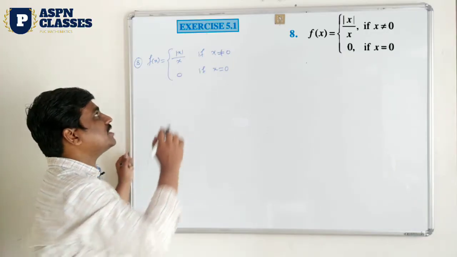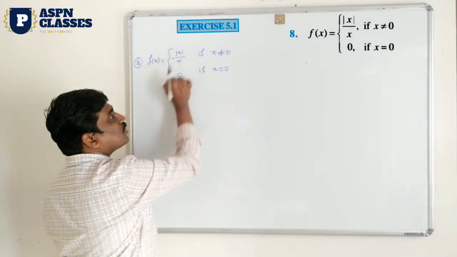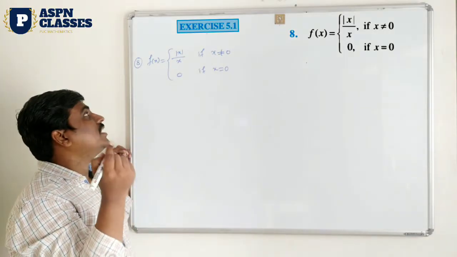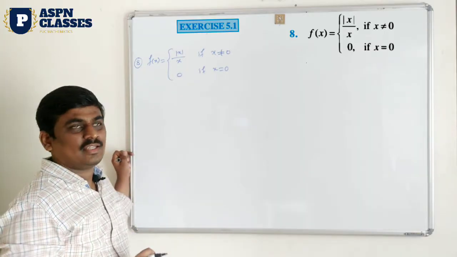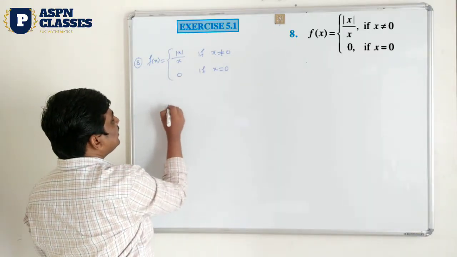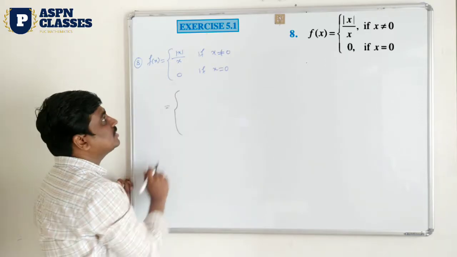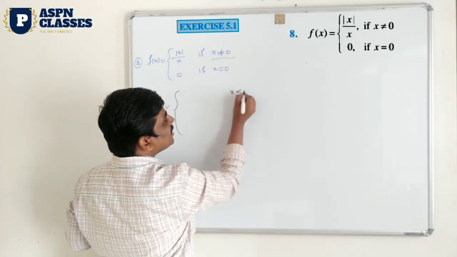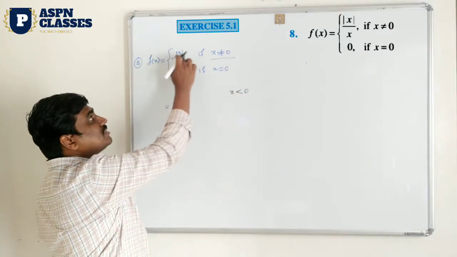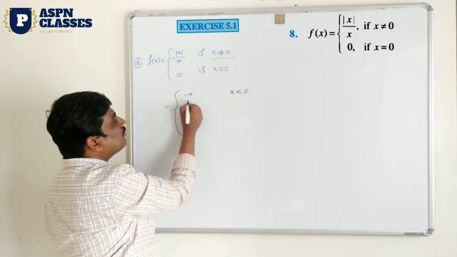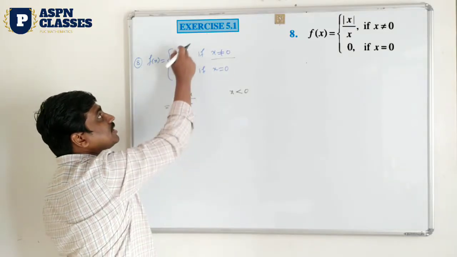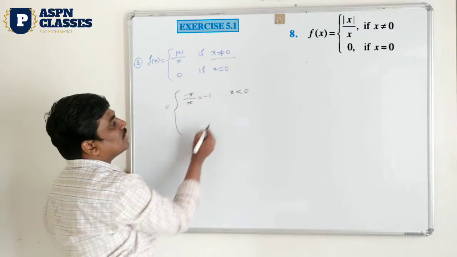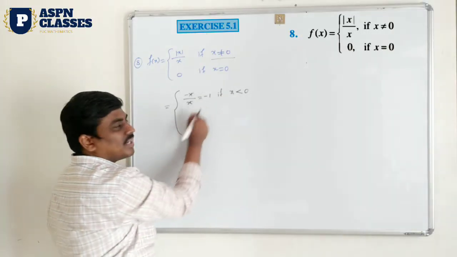Here, observe, there is a modulus. So what is the modulus result? If x is less than 0, the result is minus x. If x is greater than 0, you take plus x. Now write it in this manner. If x is less than 0, the modulus result is minus x. Minus x divided by x, the two x cancel, and you get minus 1 only. So if x is less than 0, you get minus 1.